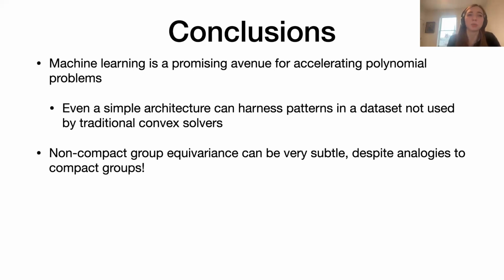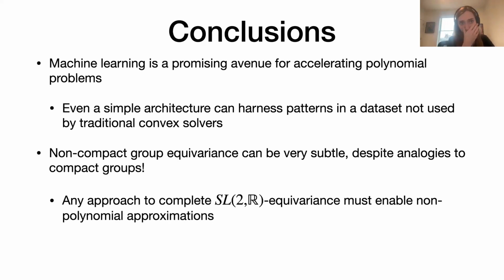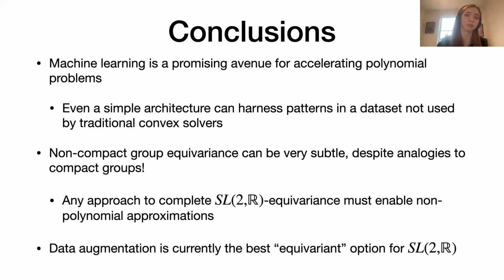Another takeaway is that if you're working with a non-compact group, it can be extremely subtle, even when there are strong analogies to compact groups from a representation theoretic perspective. And indeed, any approach to strong, precise SL2R equivariance is going to have to get around this polynomial problem. It's going to have a way of producing equivariant functions which are not polynomials in whatever your input space is, which is a pretty stringent requirement that's implied by a universality result, for any future people who are interested in SL2R. And finally, data augmentation, simple but friendly, is currently the best approximately equivariant option that we have for this group.